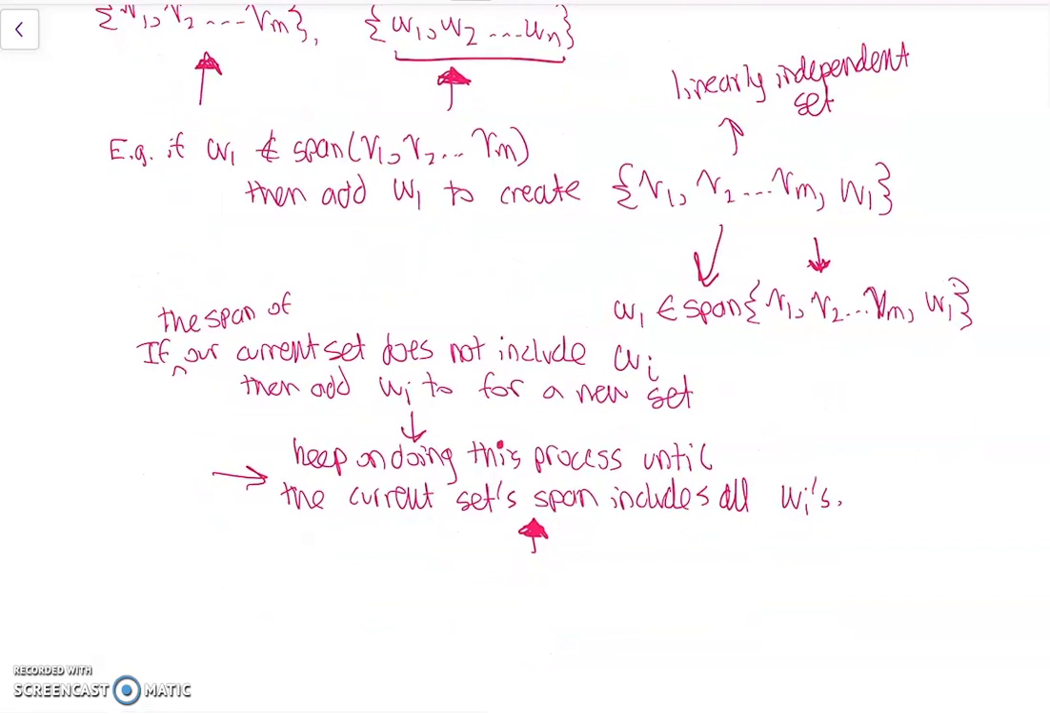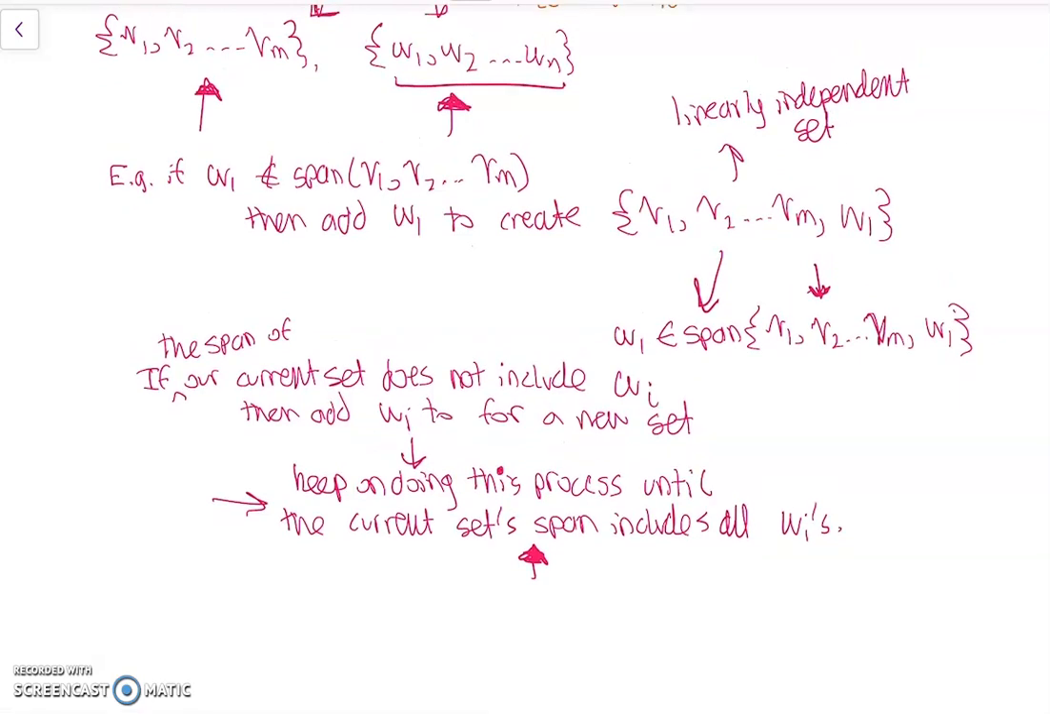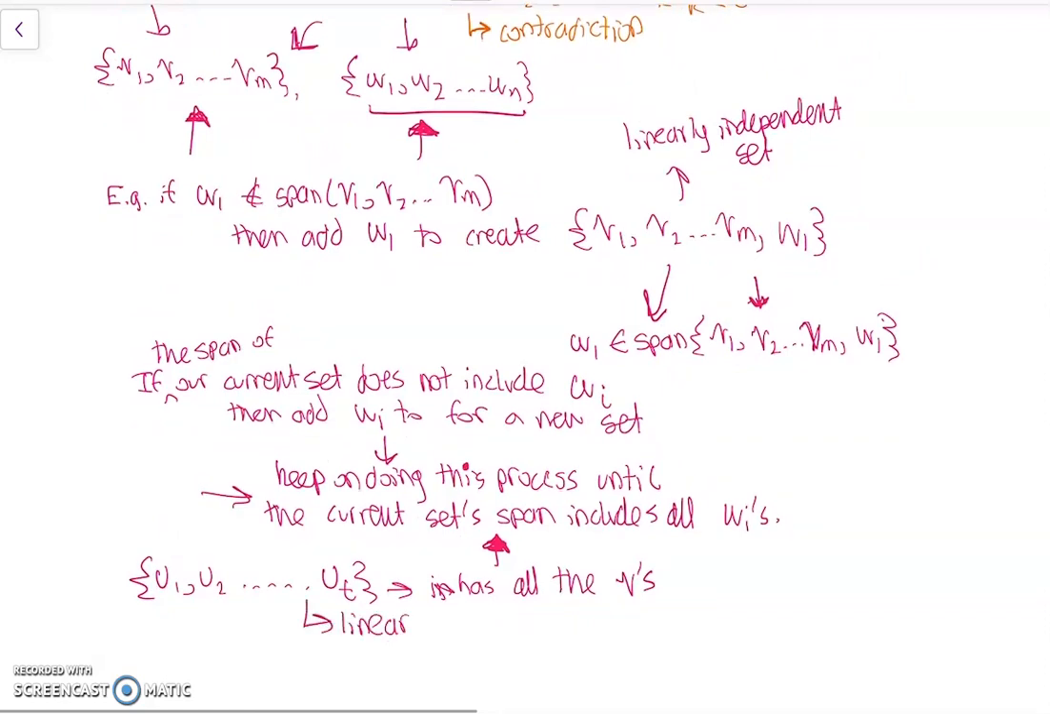So now we have a new set. We have a linearly independent set, which we'll call u1, u2 up to, let's say, ut. So this set has all the v's. We started with all the v's and added w's to create the u's, and it is linearly independent because of how we constructed it and using the lemma. And also its span includes all w's.